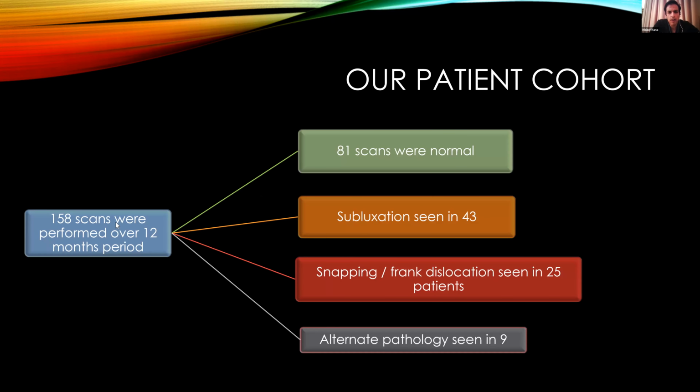So in the last year, we have scanned around 158 patients from December last year to December 2021. Out of those, 81 scans were normal. We found subluxation without frank dislocation in 43. Snapping with frank dislocation in 25 patients. Some of those were bilateral, and 9 of our patients showed alternate pathology that would explain symptoms related either directly or indirectly to the ulnar nerve.